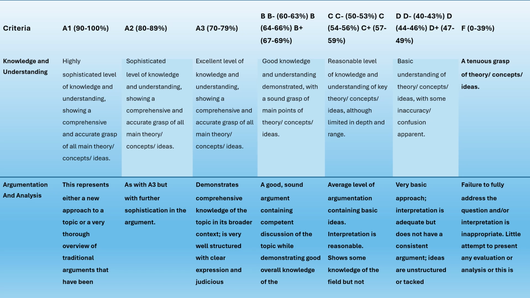Or vice versa. And then for the F, which is 0 to 39%, it is failure to address the question and/or interpretation is inappropriate. Little attempt to present any evaluation or analysis. I'll be very honest with you, people that end up in this category, the Fs, 0 to 39, it's basically because they generally don't have a clue what they're doing. They've just submitted anything. Most people will end up with 44% or above, because even if you submit something to an average standard, you're still going to end up with like 45 to 55% anyway, depending.